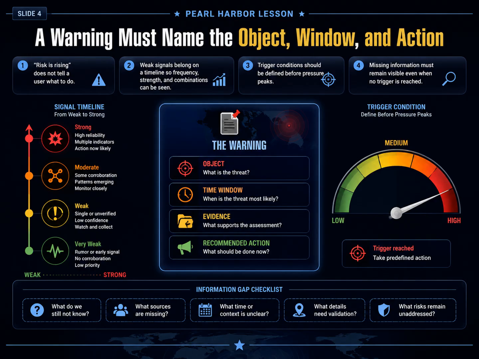Imagine monitoring a supplier. Project delays, senior departures, and customer complaints begin to cluster. Put them on a timeline. Are they becoming more frequent? Are they concentrated in the same business line? Are several source types moving together? Define trigger conditions in advance. If a major lawsuit, a key customer departure, and a liquidity warning appear together, the case may require escalation. If the trigger is not reached, keep the information gaps visible rather than hiding the uncertainty.